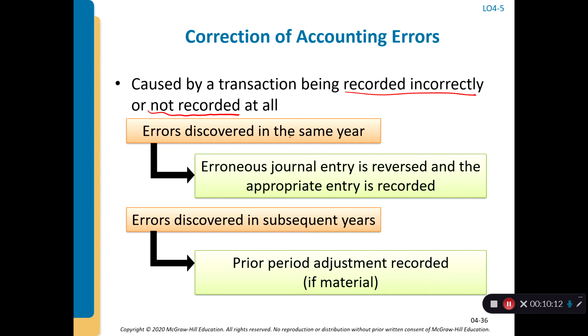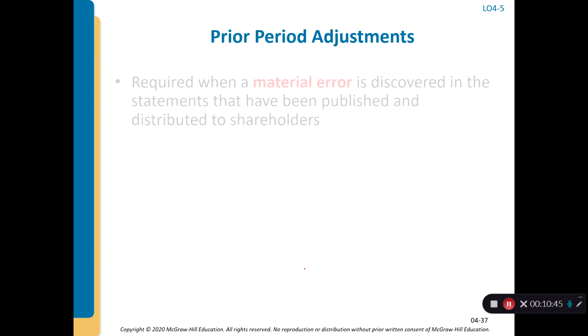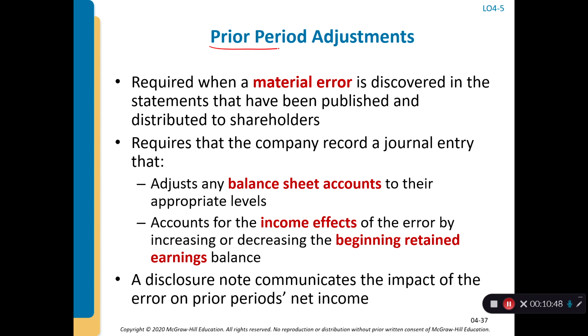If errors are discovered in the same year that you made them, you can use an erroneous journal entry to reverse it, and then the appropriate journal entry will be recorded. But if unfortunately you didn't find the errors and you found them in a subsequent period, let's say 10 years later, and you find, oh, 10 years ago I made such a big mistake, then a prior period adjustment has to be recorded if the error is so material, okay? And then you say, what do you mean, prior period adjustment? Good question.